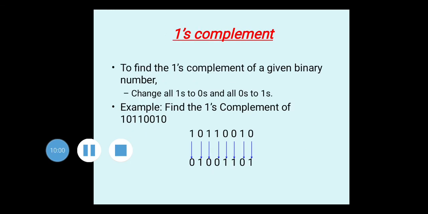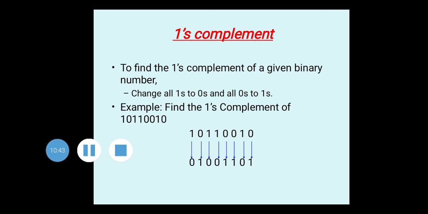Now we will go to the next method, that is the ones complement method. This is very important from your exam point of view. The exam question is always like this: a binary number is given, and they will tell you to write its ones complement form and twos complement form. So here we start. A binary number will be given. Okay, here the example is given: 10110010. So this is the binary number.